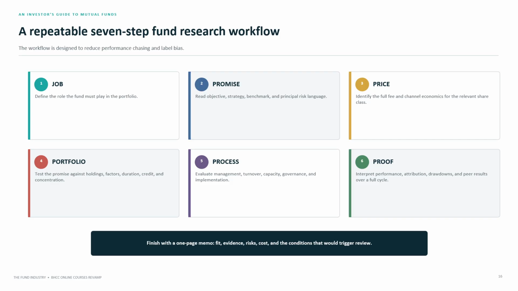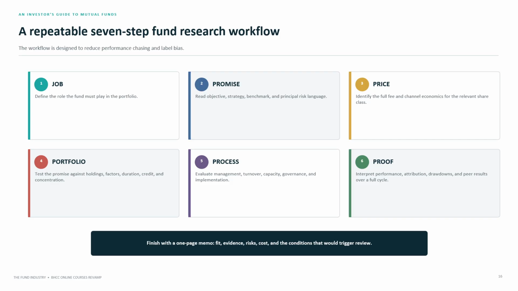Here's the repeatable workflow. Step 1 is the job. Define what the fund must do inside the portfolio. Step 2 is the promise. Read the objective, strategy, benchmark, and principal risks. Step 3 is the price. Identify the full fee and channel economics for the correct share class. Step 4 is the portfolio. Test the promise against holdings, factors, duration, credit, concentration, cash, and derivatives.